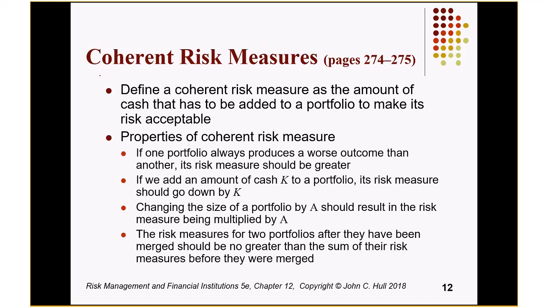They also have a definition called a coherent risk measure, defined as the amount of cash that has to be added to a portfolio to make it risk acceptable. They just have some characteristics of a risk measurement. I'm not going to spend time going over it because it is not necessarily testable. It's more theoretical, I would say. But in the FRM curriculum, sometimes exams will ask you to compare expected shortfall and VaR. So that's what we're going to focus on.